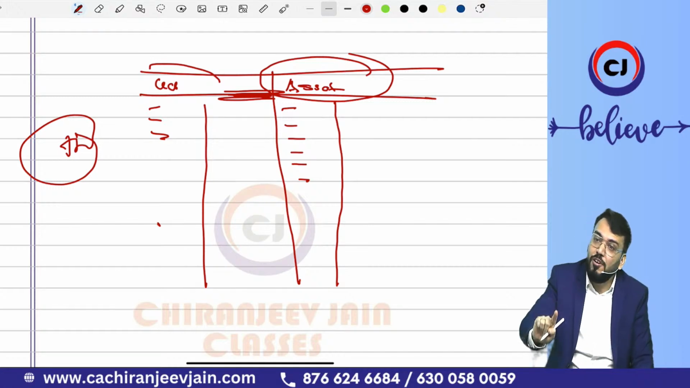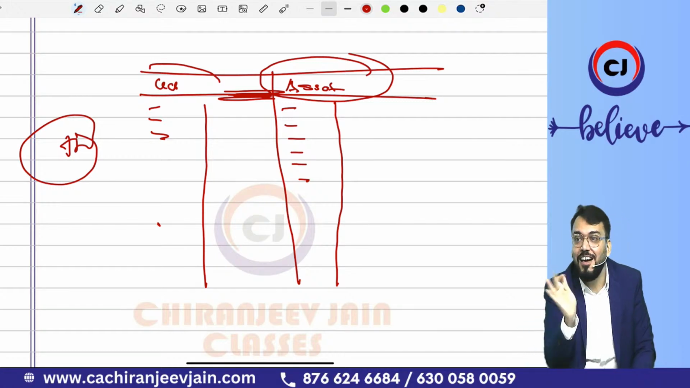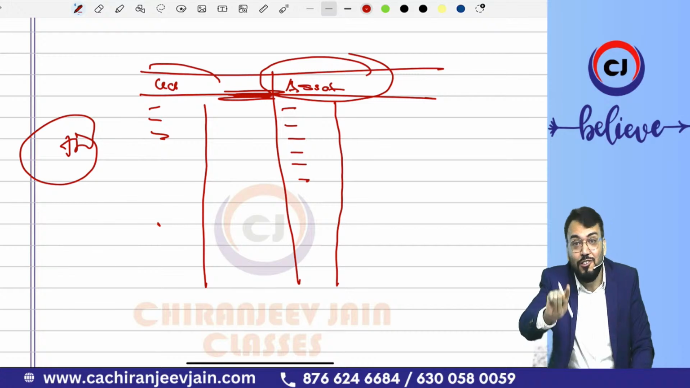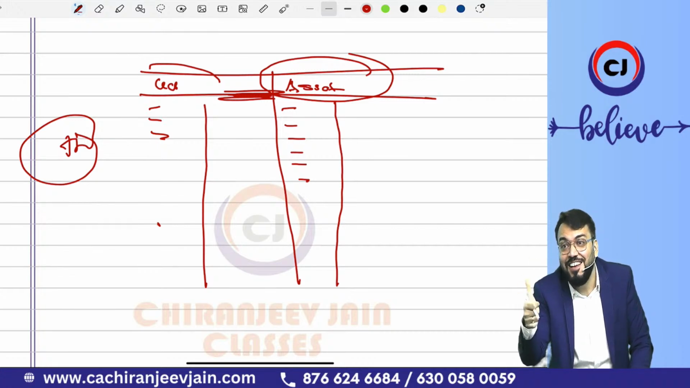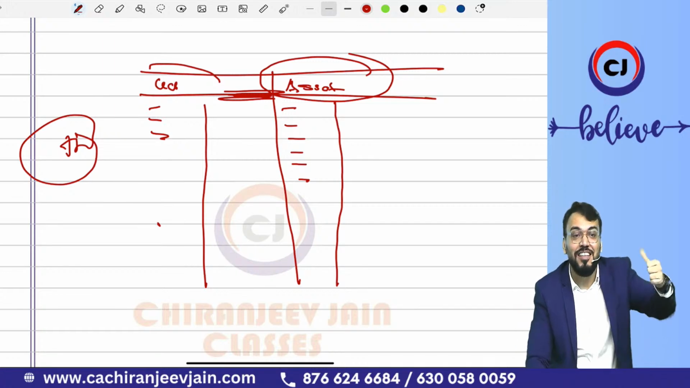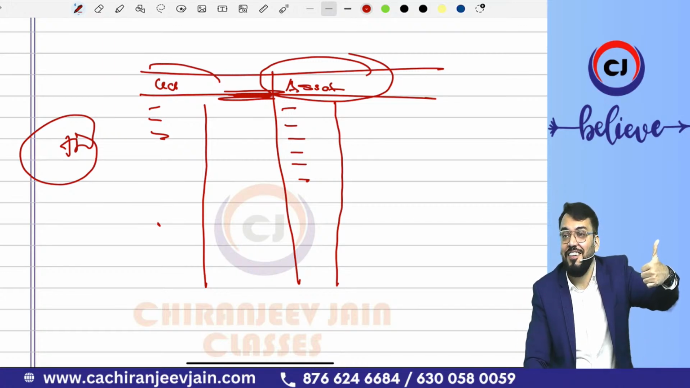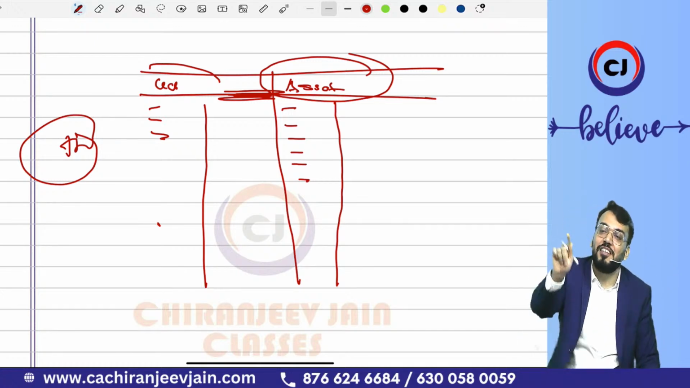In CA foundation also you did that, it will work in foundation. In CA inter also you did that, it will work in CA inter. In CA final also you will do that, it will not work. In CA final it will not work. Got this? But let me ask the science students.